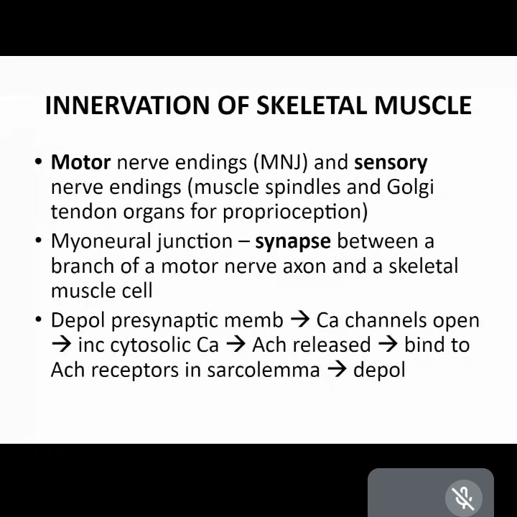The depolarizing presynaptic membrane will cause the calcium channels to open, and then it will increase cytosolic calcium, and then acetylcholine, ACh, is released. Then they will bind to the acetylcholine receptors in the sarcolemma, thus depolarization again. So it's a cycle.